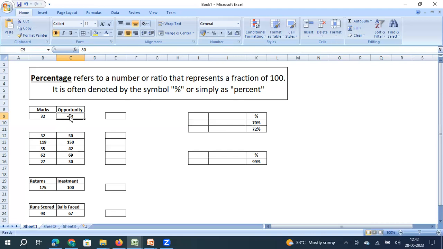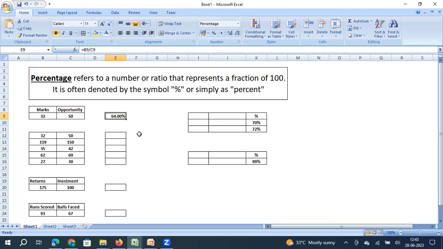It's all fine. But her teacher did something like this. She said 32 divided by 50 multiplied by 100, right? 32 divided by 50 multiplied by 100. And she mentioned 64 percentage. So what does 64 percentage mean? Percentage is nothing but what your performance will be if the opportunity is measured on a scale of 100. That is called per. Per means out of, cent.